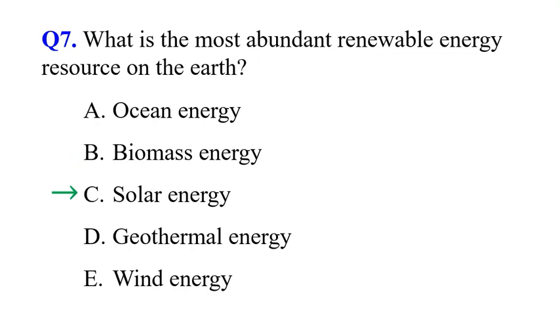What is the most abundant renewable energy resource on the earth? So solar energy. If you take the others, you have to select the best answer. So solar is the one.